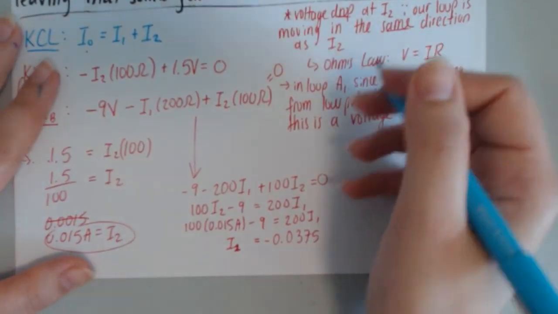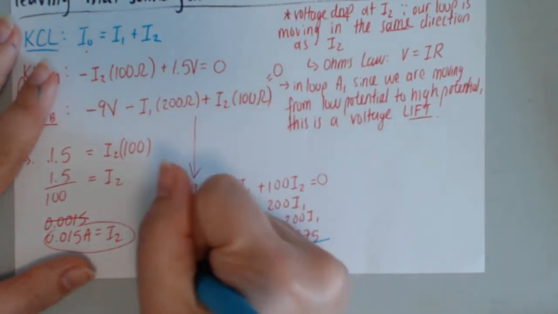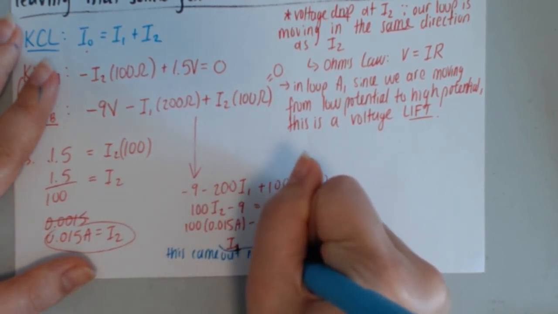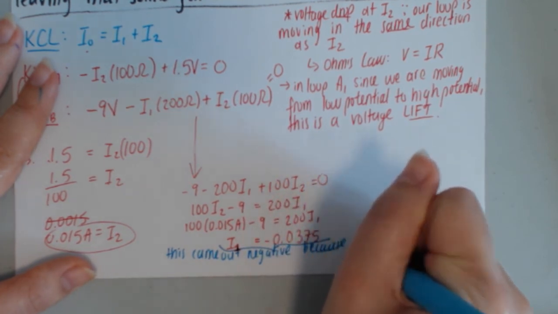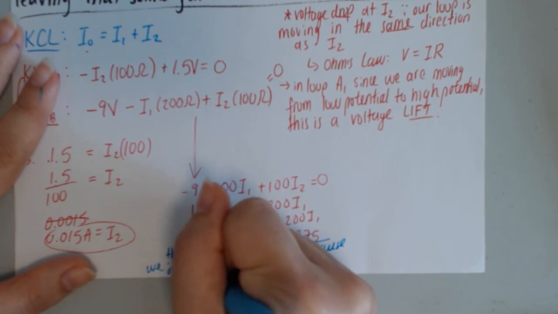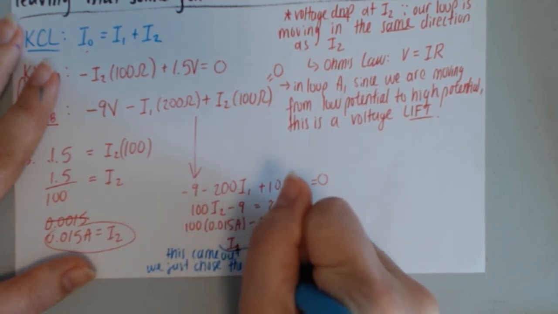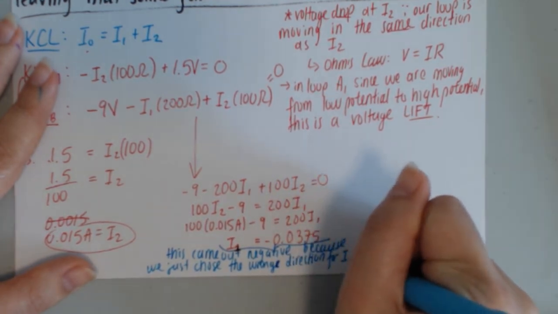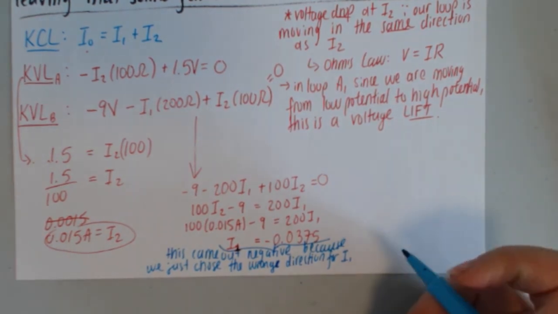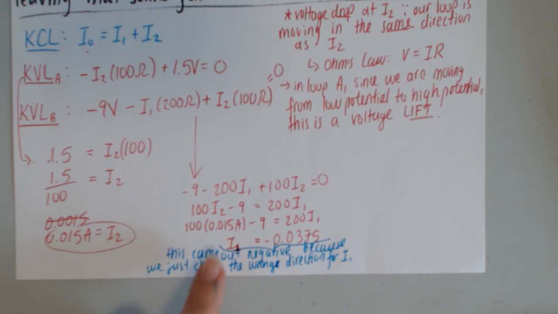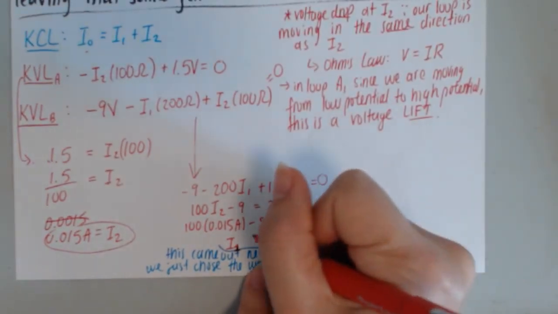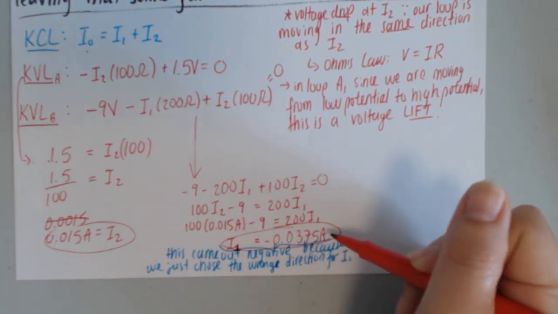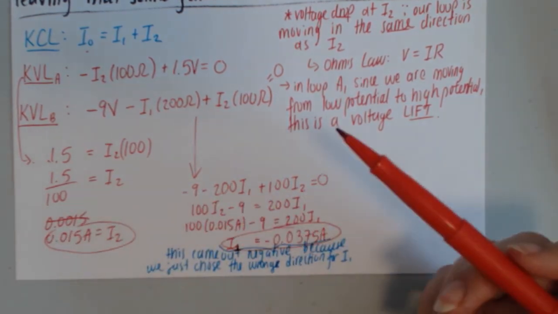And so this is what we're going to do. We're just going to put a little note here. We're going to say this came out negative because we just chose the wrong direction for I1. Okay, so it just goes the other way, which is completely fine, right? So we know that the current I1, if you were to actually state what the current is, you would drop the minus sign and you would just say the current is 0.0375 amps, okay? Just as I2 is 0.015 amps.